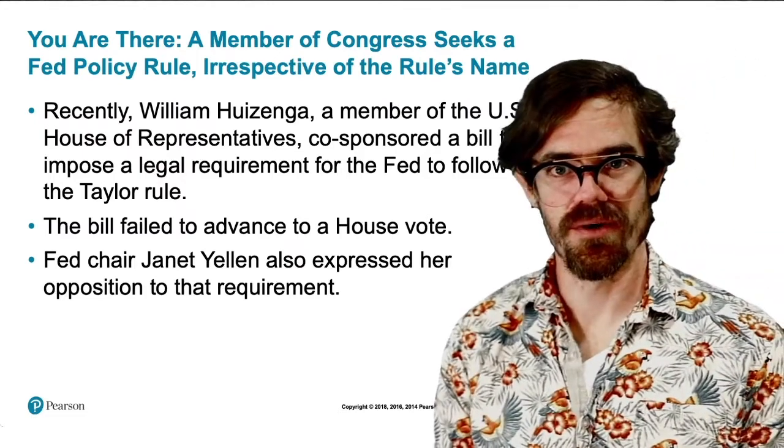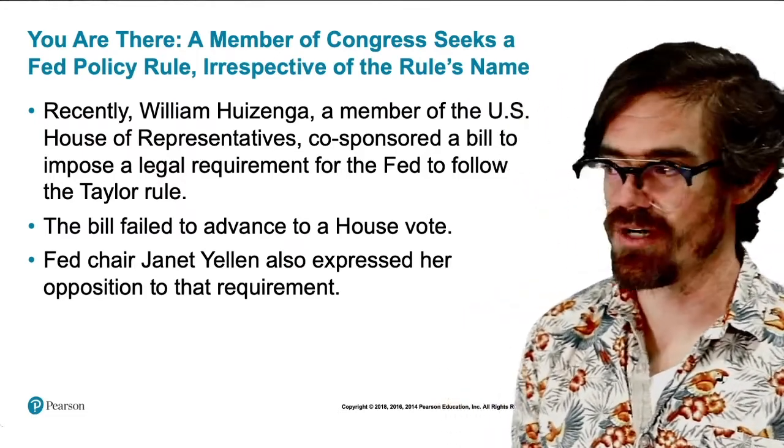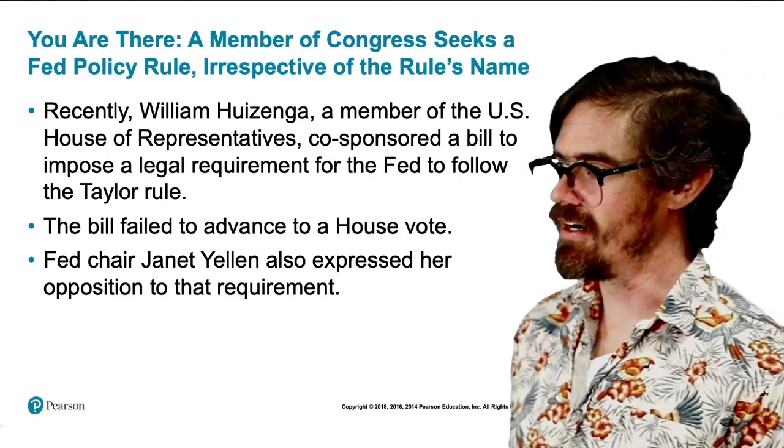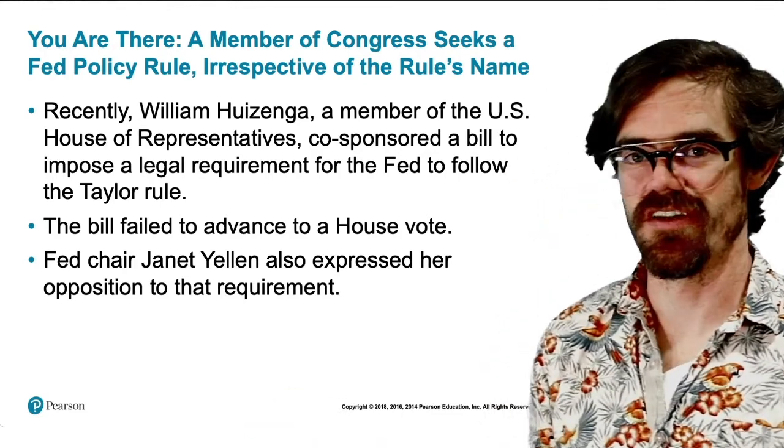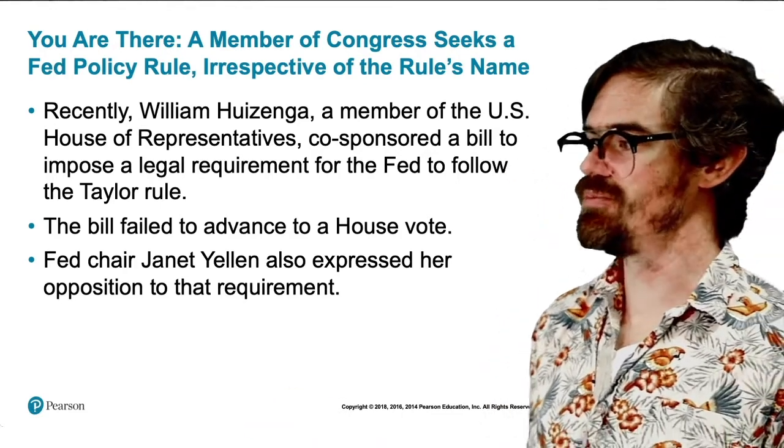All right, so that's chapter 16. Let's wrap this up. You are there. A member of Congress seeks a federal policy rule, irrespective of the rule's name.